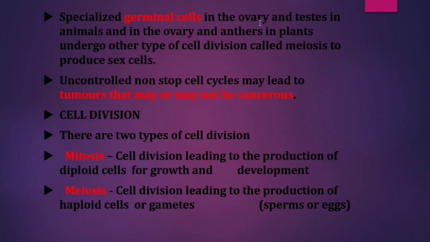Specialized germinal cells in the ovary and testis in animals, and in the ovary and anther in plants, undergo another type of cell division called meiosis to produce sex cells. Uncontrolled and non-stop cell cycles may lead to a tumor. It may be cancerous or not cancerous. Cell division is of two types: mitosis and meiosis. Mitosis cell division leads to the production of diploid cells for growth and development. Meiosis cell division leads to the production of haploid cells or gametes, sperms or eggs.